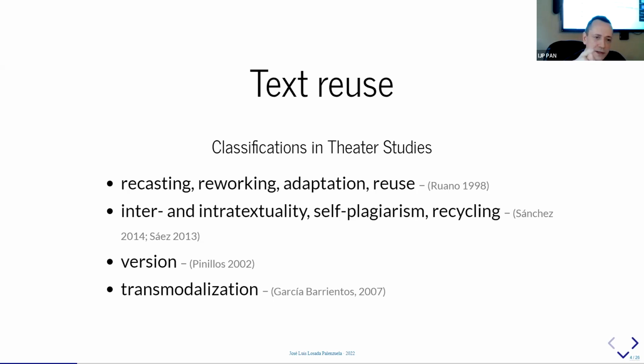Within theater studies in Spain, there are several taxonomies and classifications for it, with different implications. So we are talking about recasting, reworking, adaptation, reuse. Also, we're talking about inter- and intratextuality, self-plagiarism, version, transmodalization. Transmodalization, for example, is like adapting a novel into a theater play. Jeanette talked about that before.